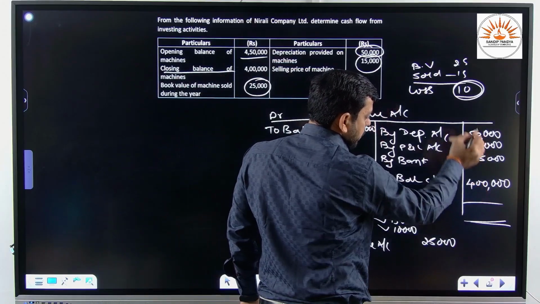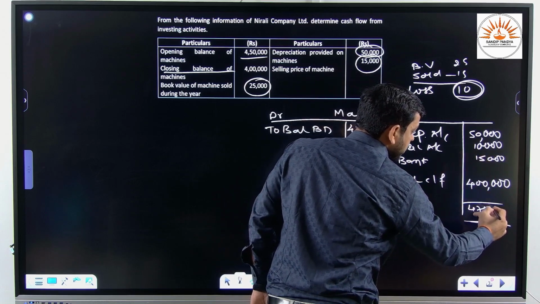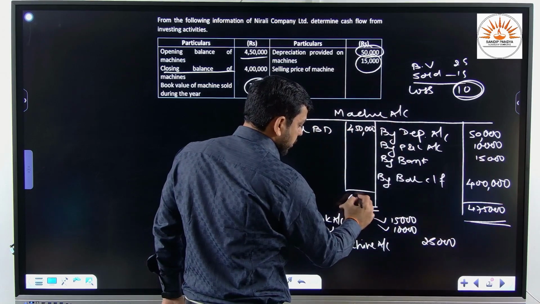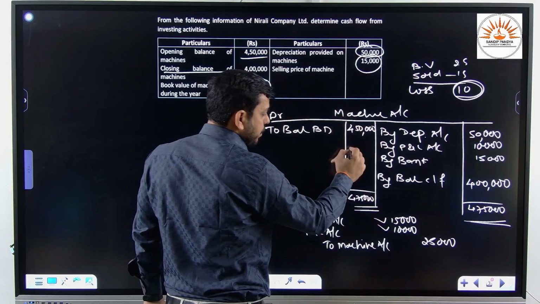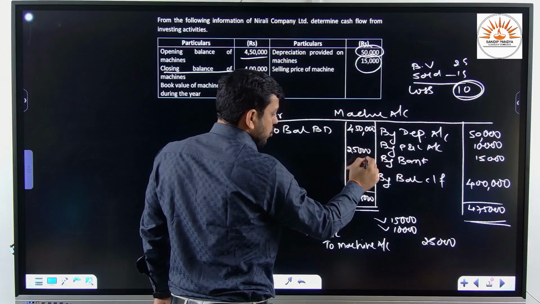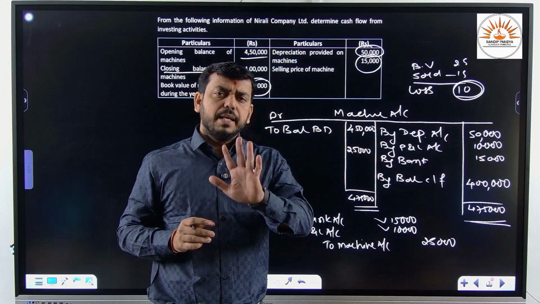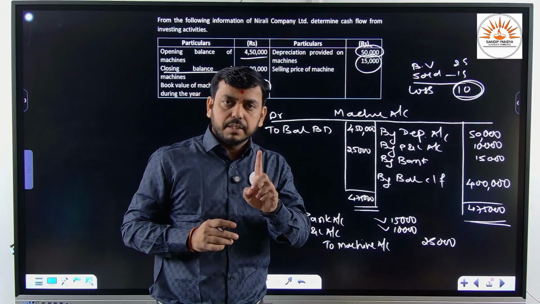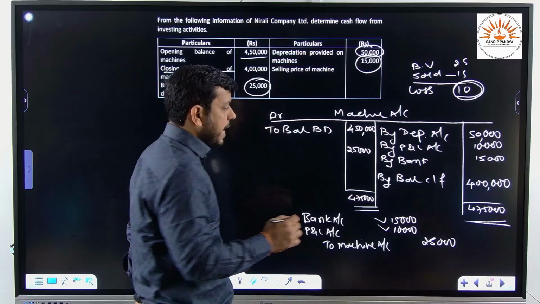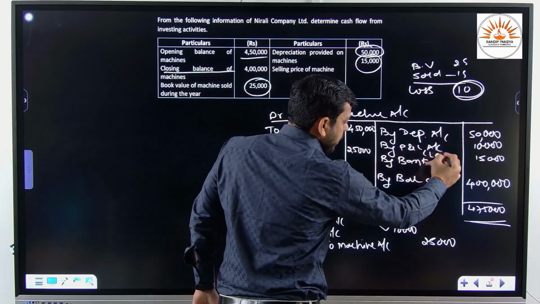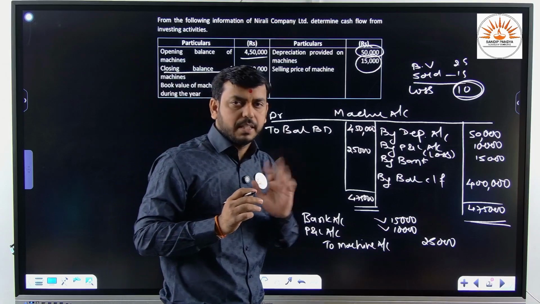Let's see, 4 lakh plus 50,000, 4 lakh 50, 4 lakh 60, 4 lakh 70 and 4 lakh 75,000. So 4 lakh 75,000, if we put it on the debit side and find the difference, that will be 25,000. Keep in mind, any balancing figure on the debit side will be either the purchase or a profit on sale of machines or any assets. We have been directly given this loss.